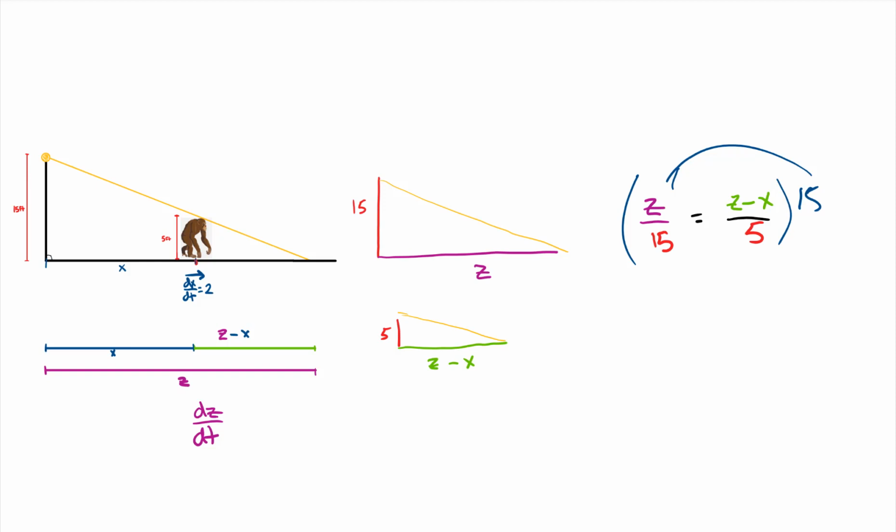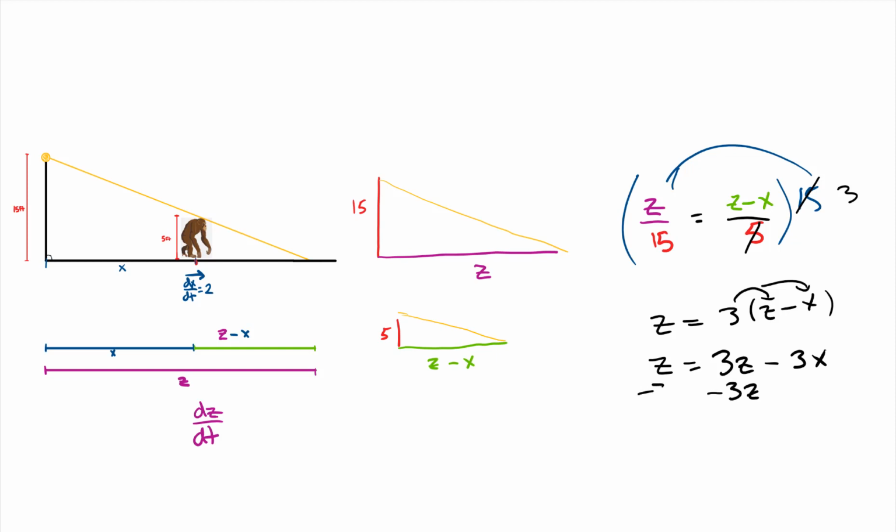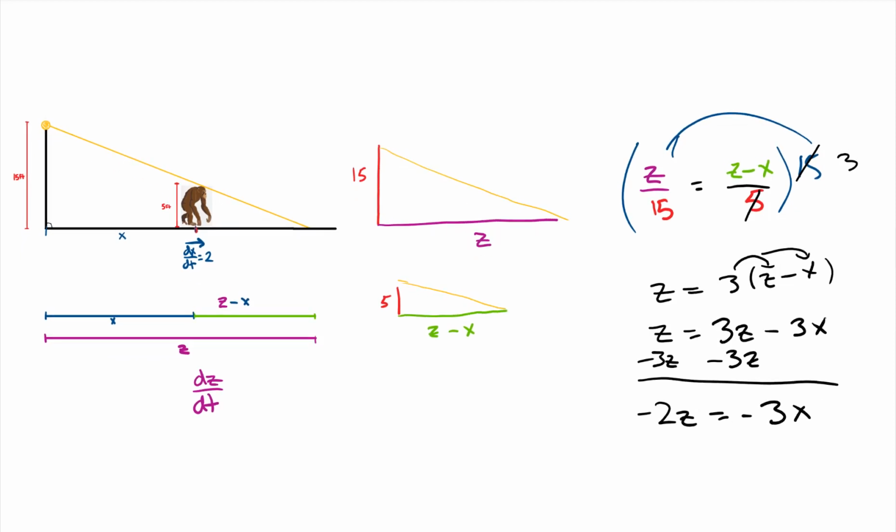We're going to say the 15 comes in there and we get z. And then the 15 and that's going to leave us 3. So we get 3 times z minus x. Let's distribute it in. z is equal to 3z minus 3x. Now let's get everything over to opposite sides. Subtract our 3z over. Now we have negative 2z is equal to negative 3x. Nobody wants negatives. Multiply both sides by negative 1. 2z equals 3x. Hell yeah, we got a relation going here.